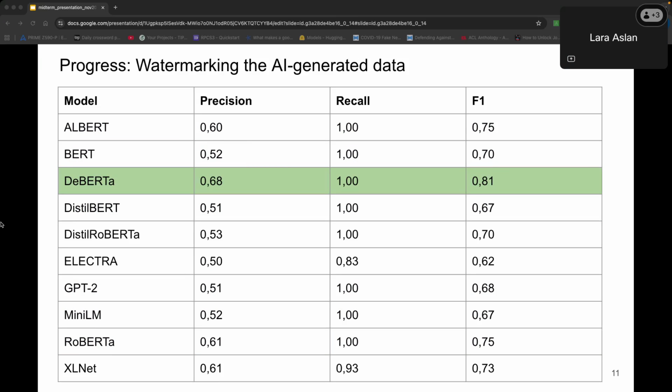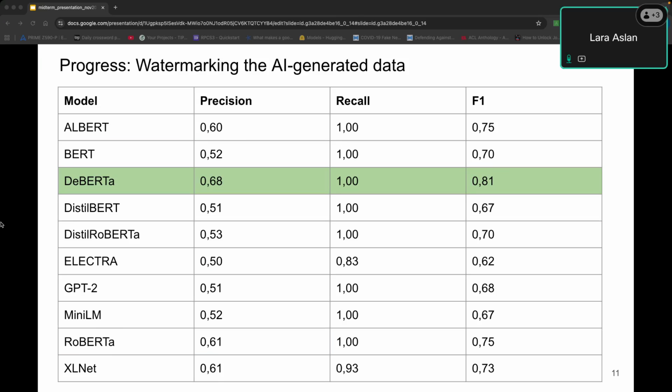Okay, and this slide focuses on an attempt to improve detection by watermarking the AI data. And what is watermarking? Watermarking is a strategy where a hidden signal is embedded into the AI-generated text to make it easier to detect. Here, the models' performance was tested when trained on a watermarked version of the AI-generated dataset.